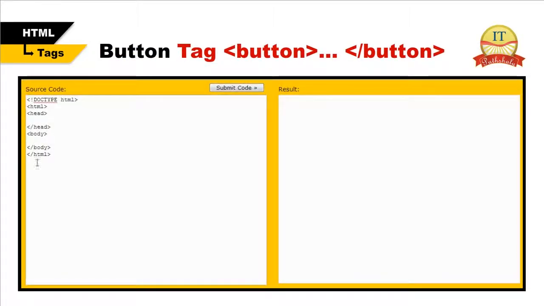In this example, in the opening button tag, we will specify the type of button. Then we will specify what it will do on click. It will send an alert.